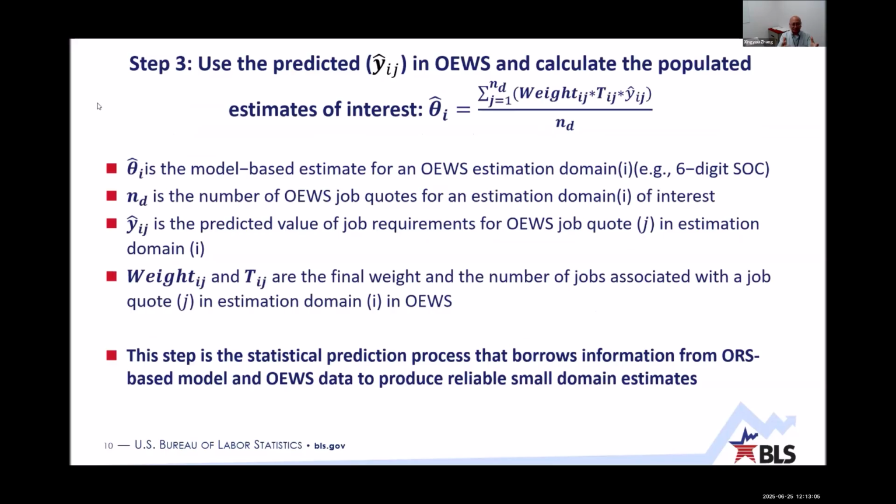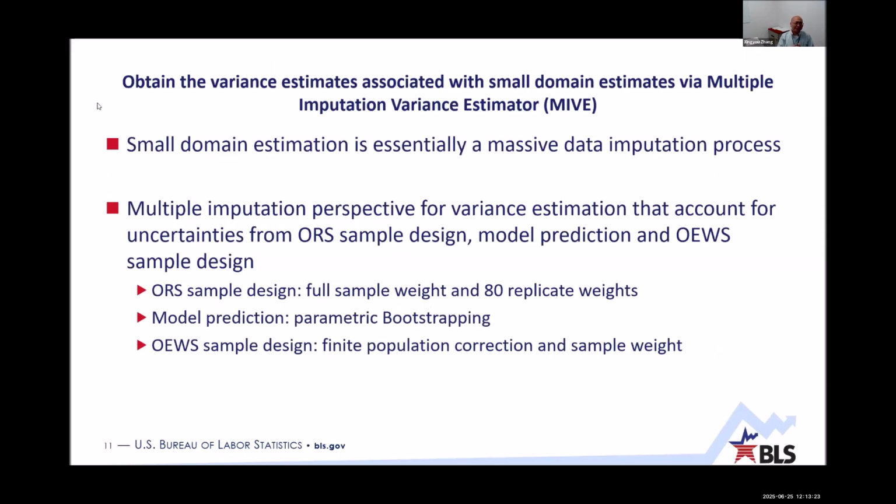So with the individual predicted value, with all OEWS weights and the number of jobs for each job quote, we could easily get the estimate for the domain of interest. In our case, it is by source. Small domain estimation is essentially a massive data imputation process. So that's why we consider the multiple imputation perspective for variance estimation, which accounts for the uncertainty from OEWS and model prediction. For OEWS, we use the full sample to fit the model and make predictions. And then through parametric bootstrapping, we try to incorporate the uncertainty with model prediction.